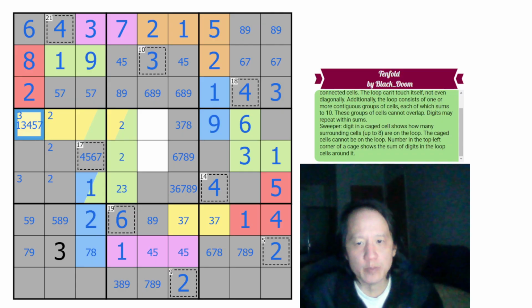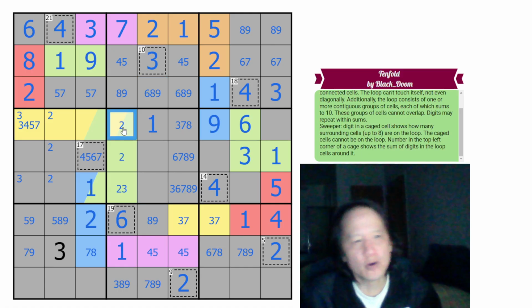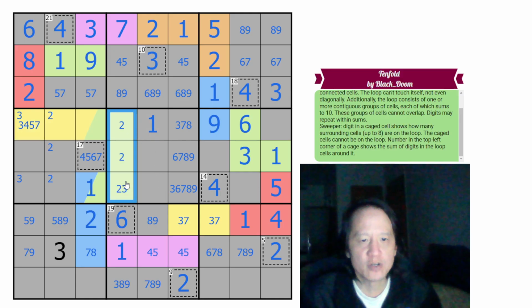This can no longer be 1 here. This can't be 1, so therefore this must be 1, and this can no longer be part of the loop. So this can't be part of yellow either, right? Because yellow would have to be 4 unique digits adding up to 10. So this has to be part of green.